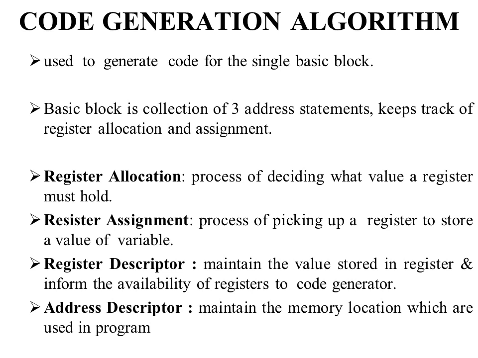Register allocation is the process of deciding what value a register must hold, and register assignment is the process of picking a register to store the value of a variable. Also, the register descriptor maintains the value stored in a register and informs the code generator of the availability of registers. Finally, the address descriptor maintains the memory locations, that is, which registers and which locations are used in a program.